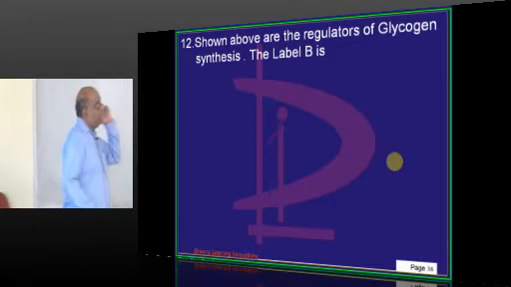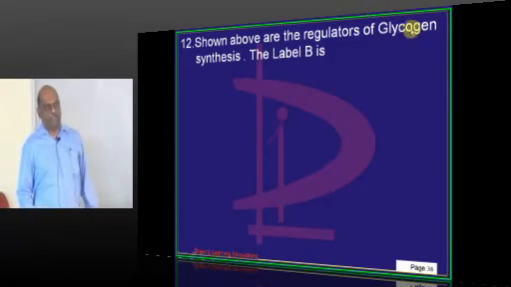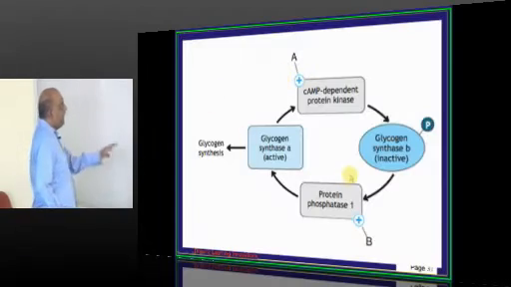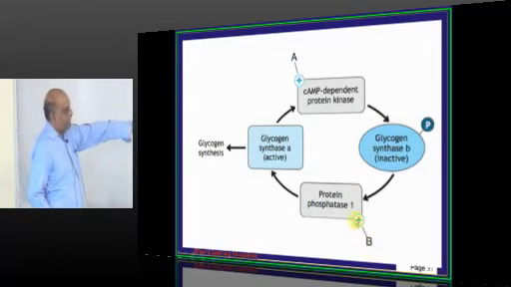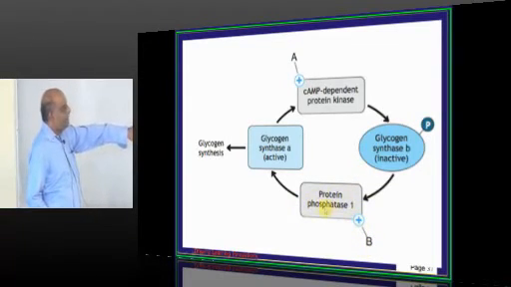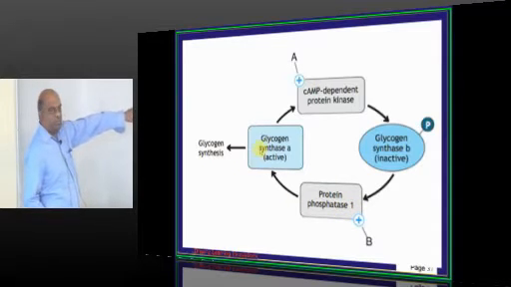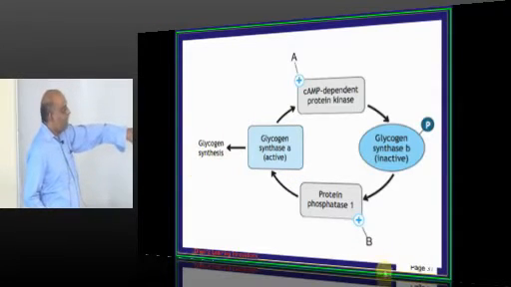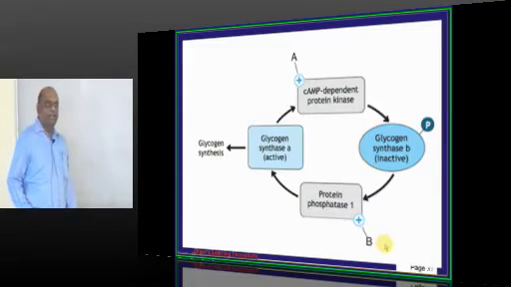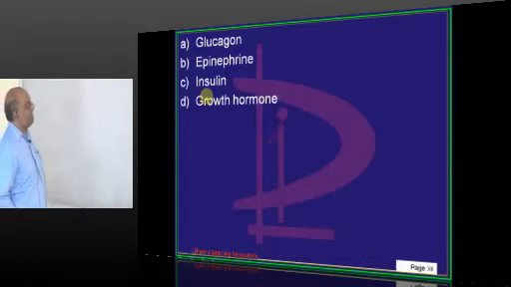Okay, doc? Now, first we will finish the image based questions. The label B, which is stimulating protein phosphatase 1 and driving the conversion of glycogen synthase B into the active form, leading to glycogen synthesis, then what should be the substance A and B is the question.